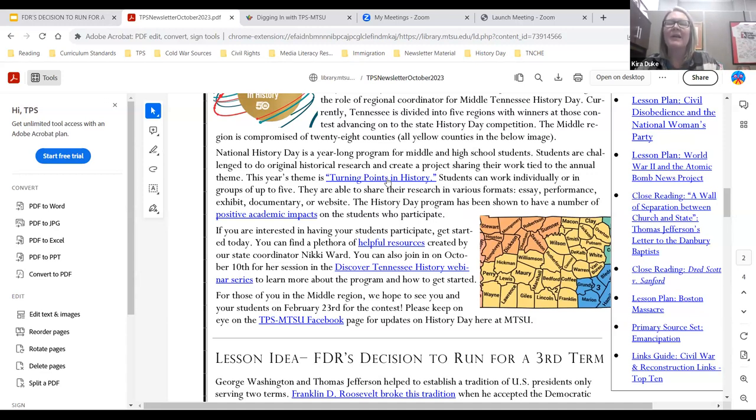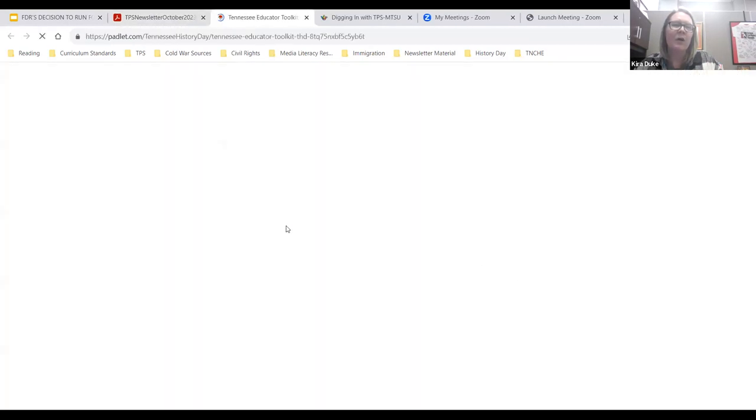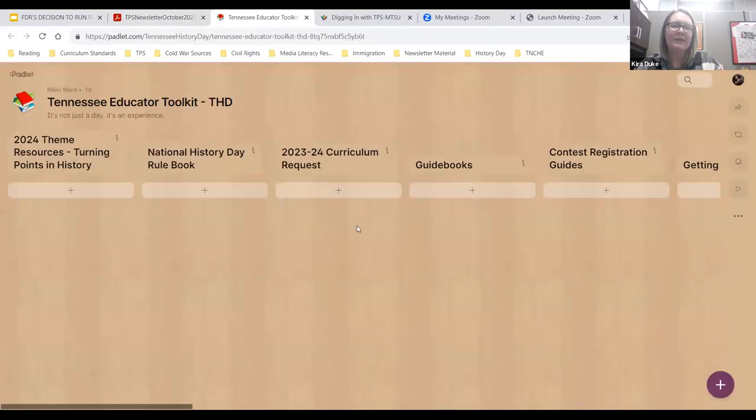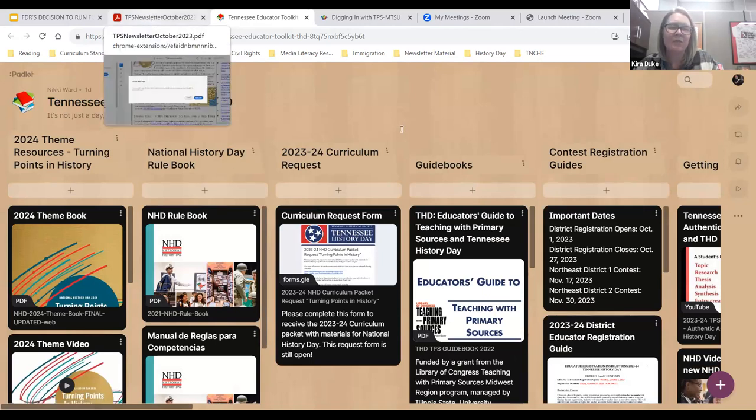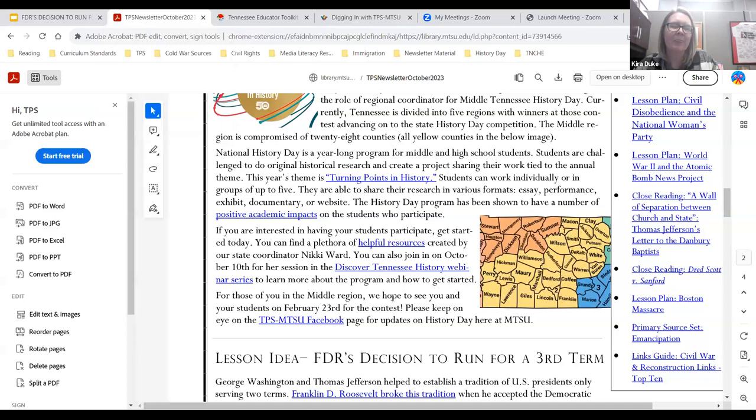It's a really great way to get students started, so definitely check that out. And then there are a number of wonderful resources that you can find through this link right here, which will take you to this Padlet that Nikki Ward, who is the state coordinator, has created. Again, this is like any material that you might ever need to actually implement History Day in your classroom. So that is a really great resource to look at.